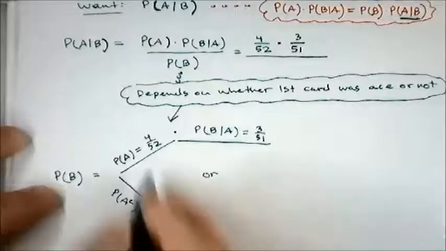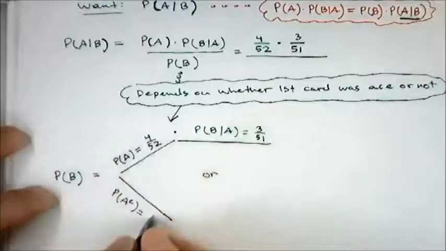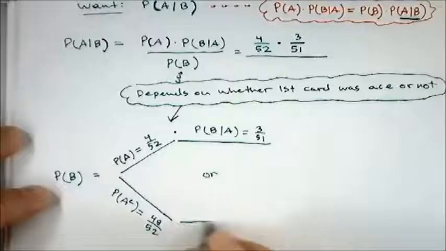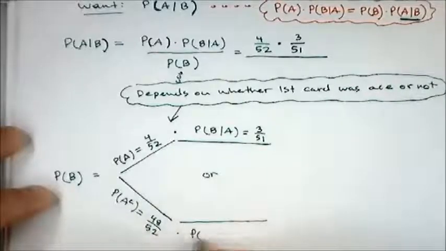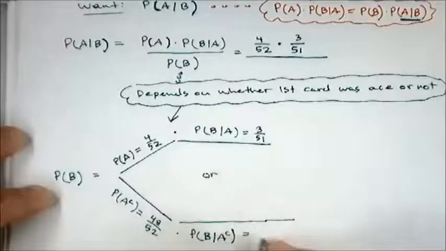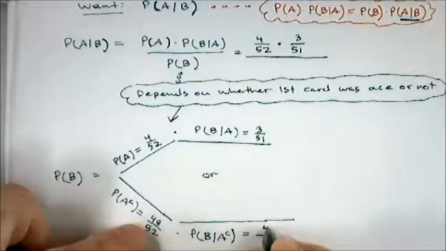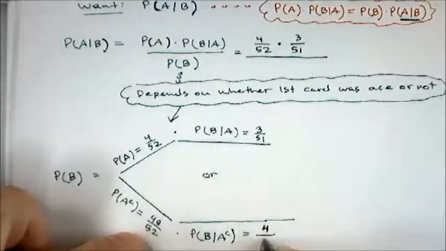if my first card wasn't an ace, and what would that probability be? There would be 48 cards in the deck that are not aces, and then times that by the probability that my second card was an ace, given that my first card was not an ace. Okay, so since we didn't take one of the aces here, I would still have 4 aces left in the deck, but I did draw a card, so I only have 51 cards left.